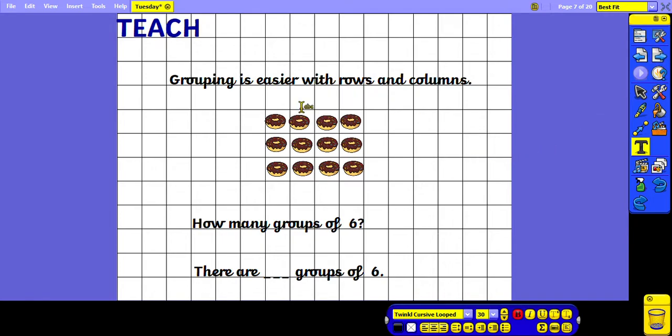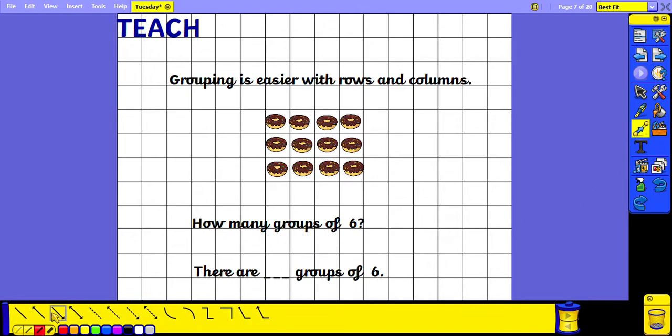Okay, so this time we've still got our 12 donuts in the array, but we're making groups of 6. If we look again at the columns, we know we've got 3 donuts in each column. So in the first column we've got 3, and in the second column we've got 3. And we know that double 3 is 6. So we can group using our columns again.